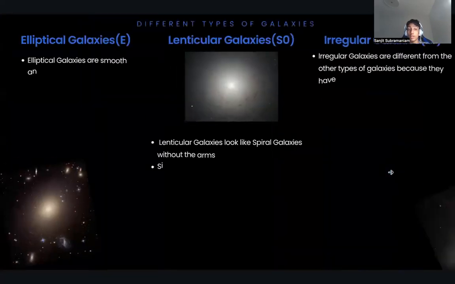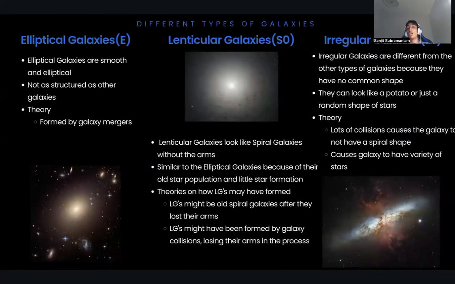Next up, we have the elliptical galaxy, and elliptical galaxies have a smooth and elliptical shape. They do not have as much structure as spiral galaxies, as they're similar to the irregular galaxies in that respect. The most popular theory for these galaxies is that they are the result of two galaxies merging and not going into spiral shape.